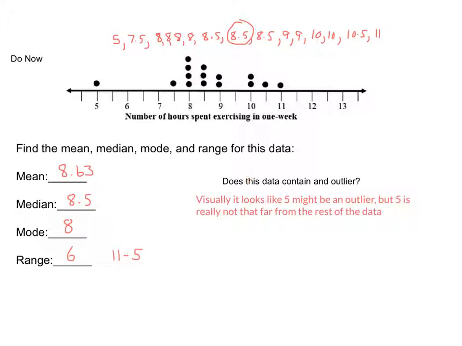And then I ask, does this data contain an outlier? Visually, it kind of looks like this is pretty far away from the rest of this group, but numerically, 5 is not that far from 7.5. So there really isn't an outlier in this data, even though it kind of looks like there is, but 5 is not that far away from the rest of this data set. If we had 1 down here, or if we had something up here like 20-something, maybe that would be an outlier, but 5 probably would not be considered an outlier in this case.